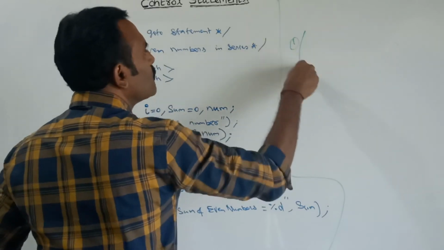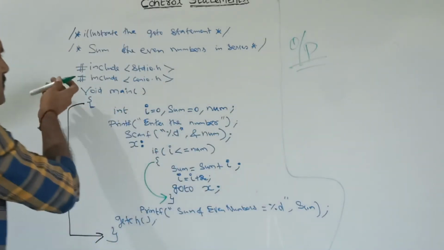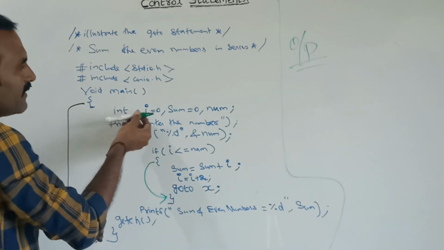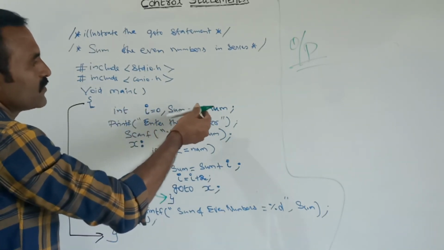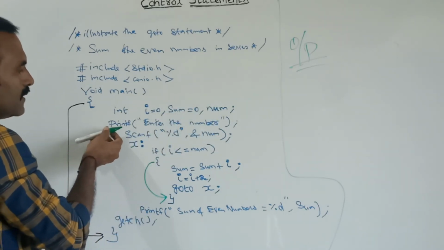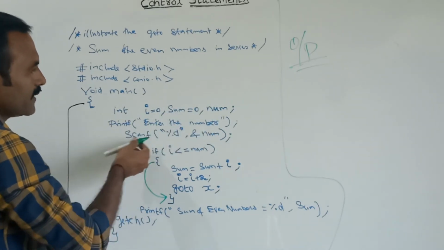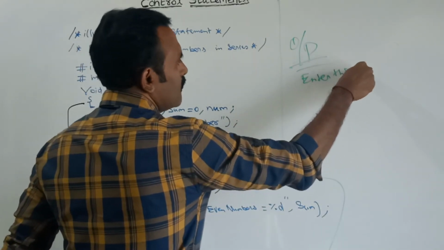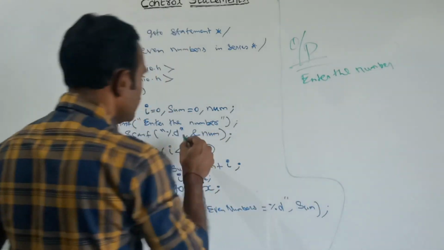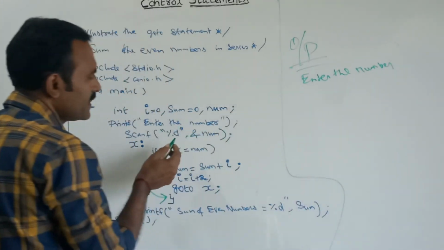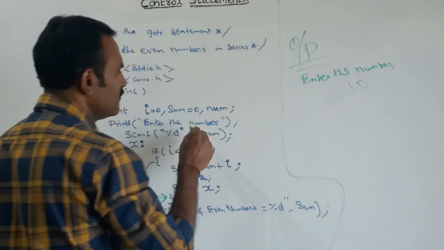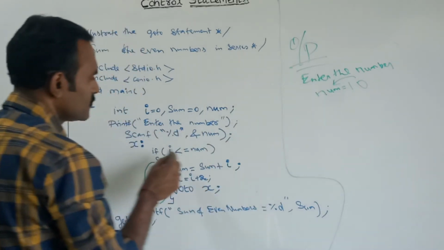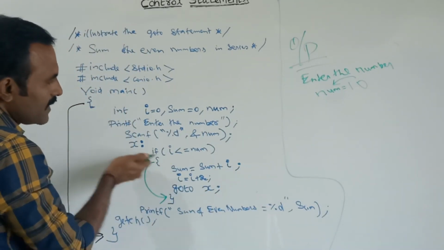This is the output. At the very first when we are executing this program, the I value will be initialized to 0 and sum is equal to 0. Here our next step, enter the number. Suppose it will ask enter the number. Here if you are giving 10, that 10 will be stored where? In num. The variable num, it will be stored. For each, next it will come inside, it will check.